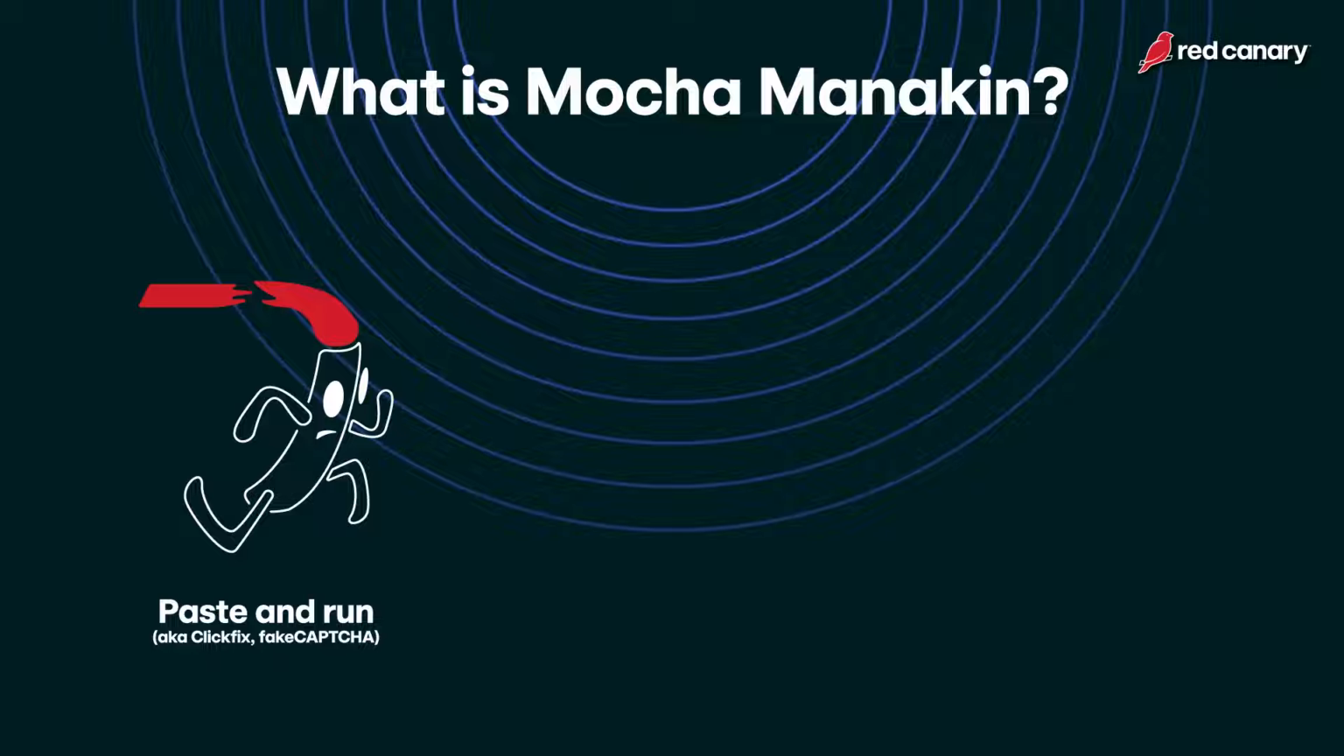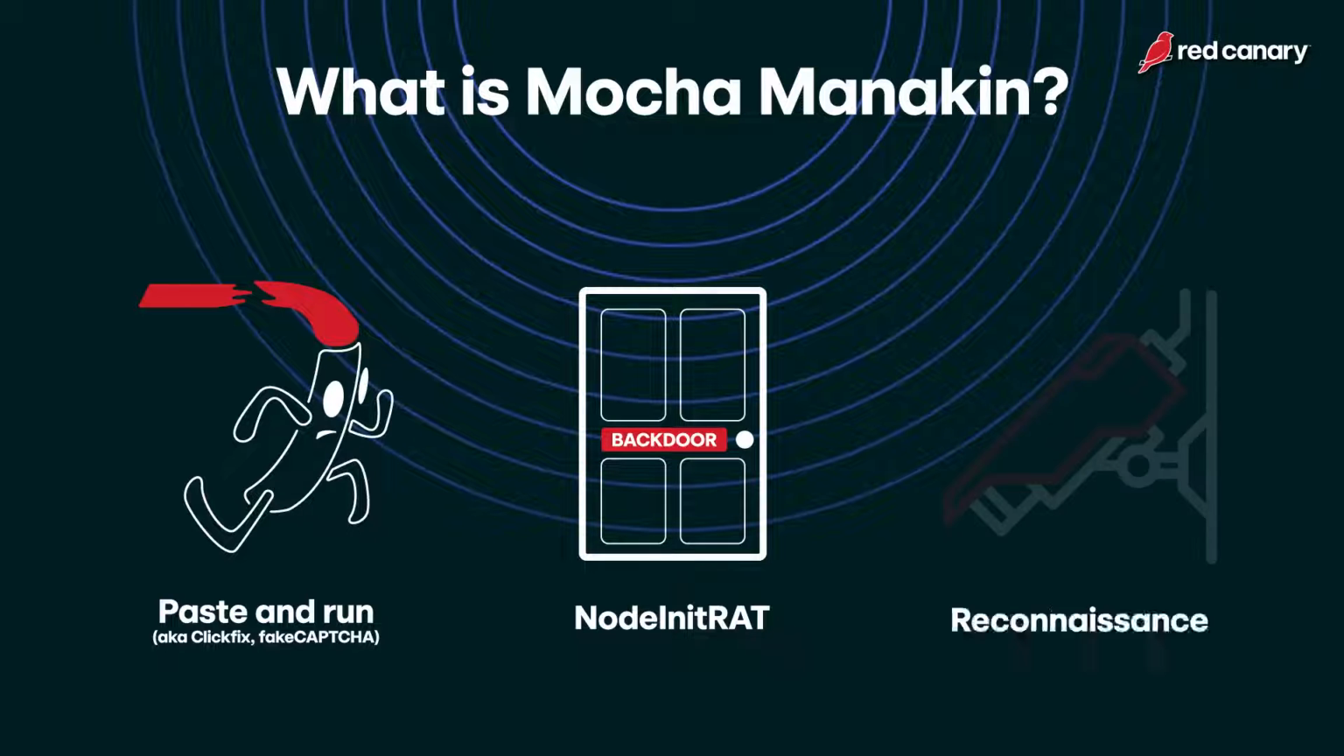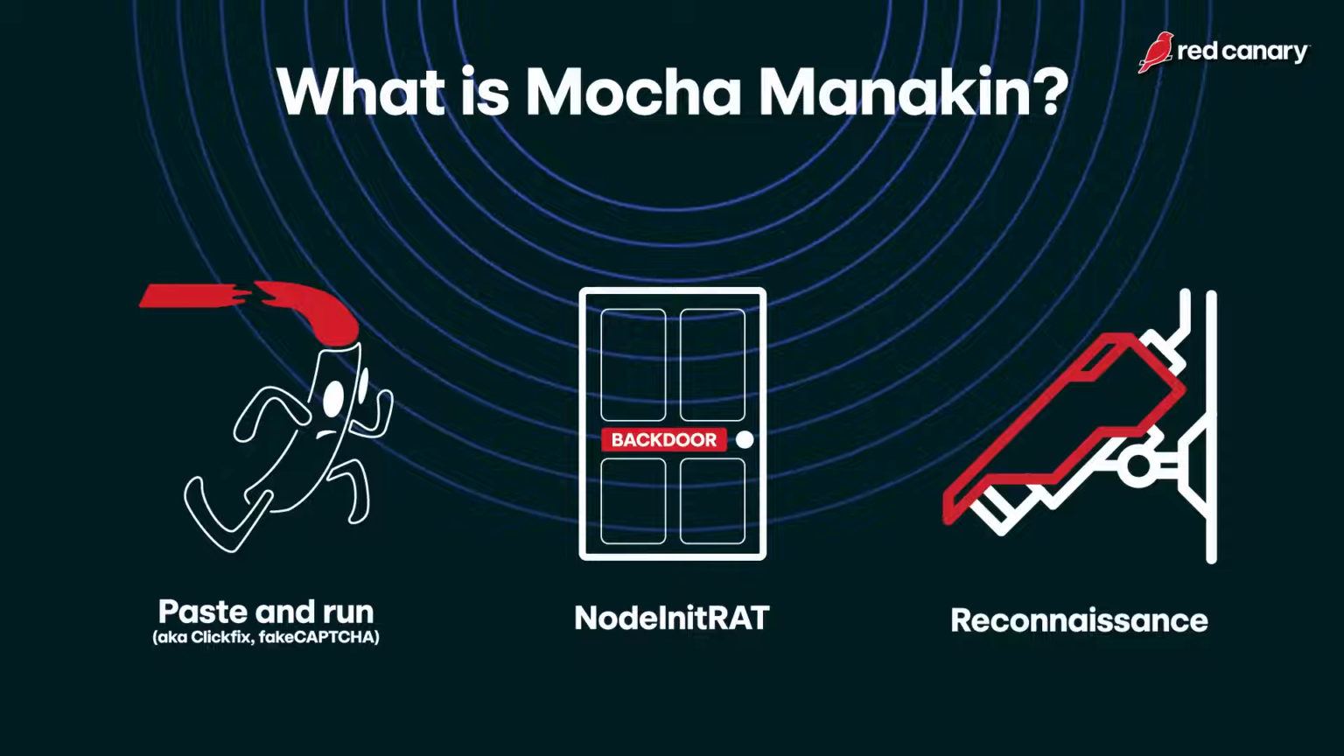And then it deploys a custom NodeJS backdoor that we're calling NodeInitRAT. And then it goes on to conduct domain enumeration and domain reconnaissance. So those things together, paste and run, NodeInitRAT, and recon, are kind of what constitute Mocha Manakin activity.